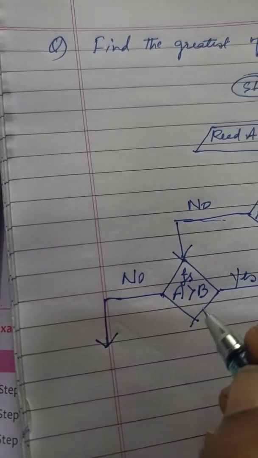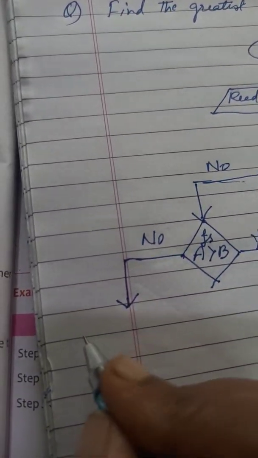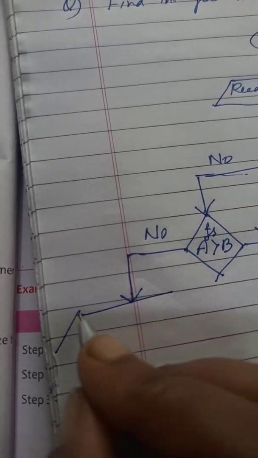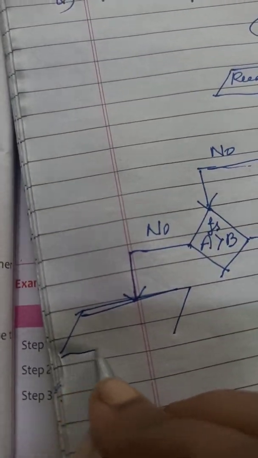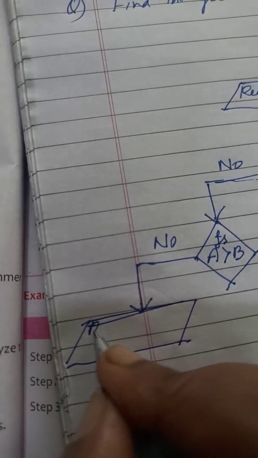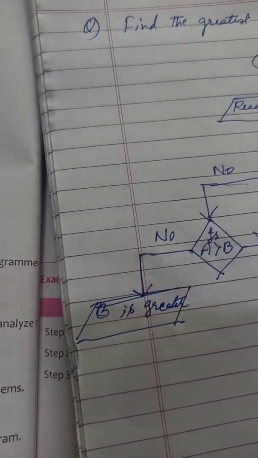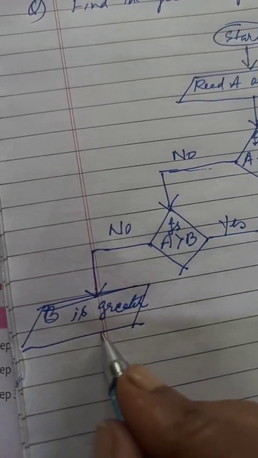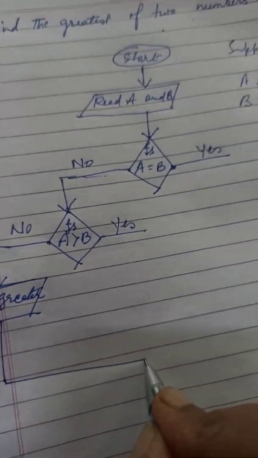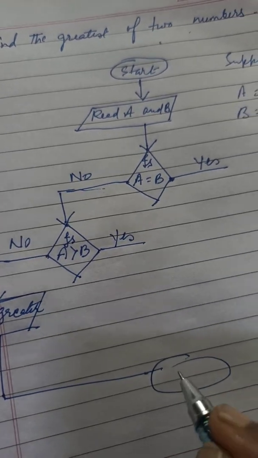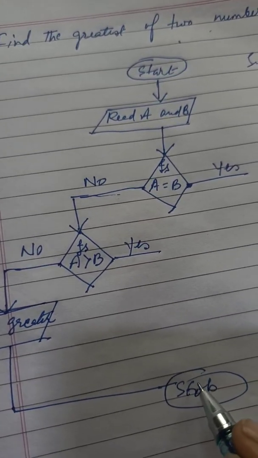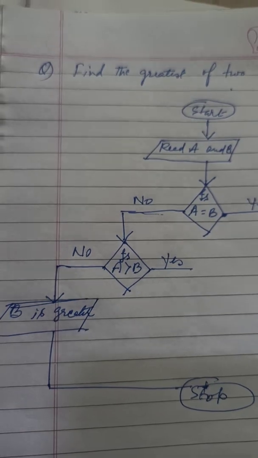Then this flow line means it is proved what is greater: B is greater. So this is my output box, which will print "B is greater." And after printing, after getting the output, this flow line will come and join with the stop box. Okay, this is one condition.